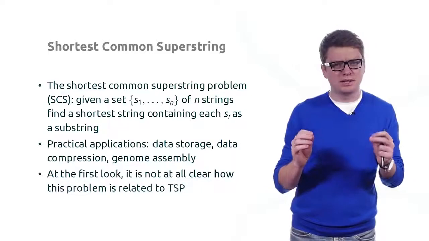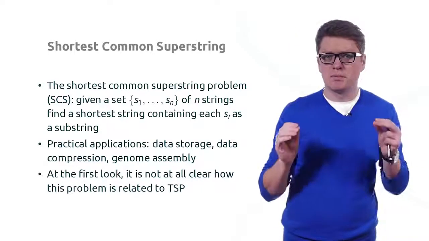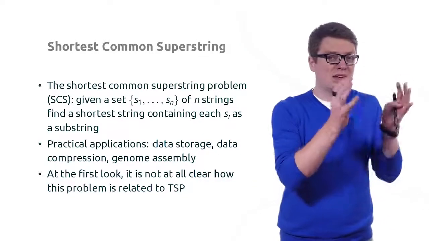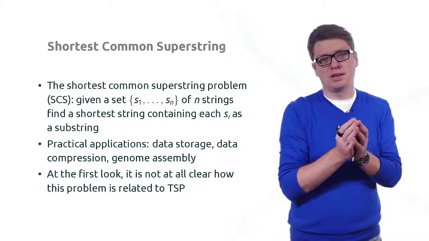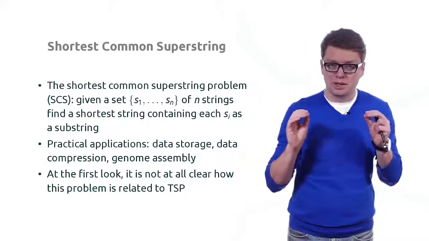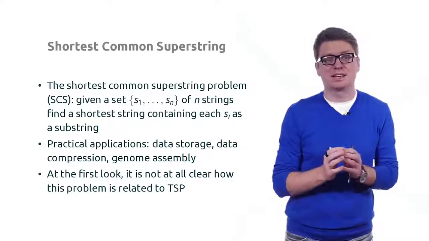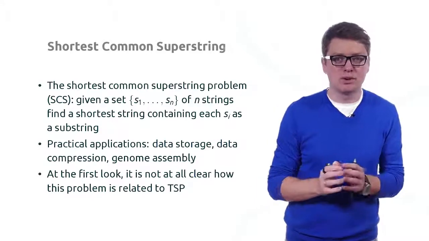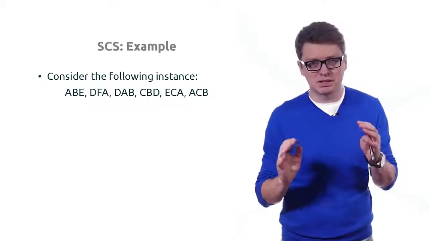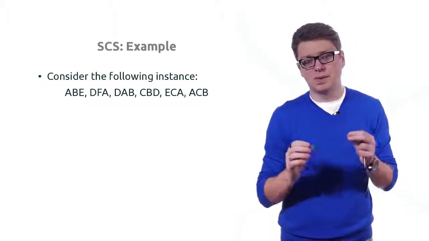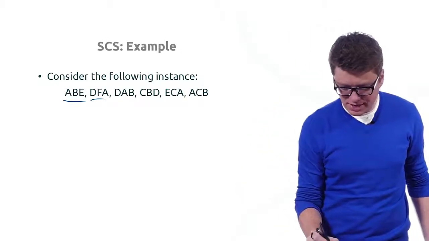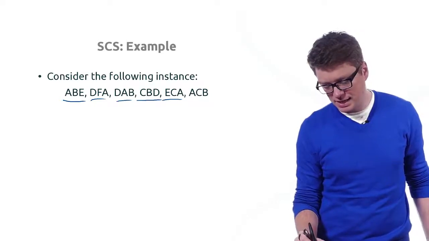Okay, and at this point it is not at all clear how this particular problem is related to the Traveling Salesman problem, because in this case we have n strings. In the case of the Traveling Salesman problem we have a complete graph with weights. But still, as you guessed already, it is connected to the Traveling Salesman problem, and we will figure out how it is related in a few seconds. So as a motivating example, consider the following input to the shortest common superstring problem: the strings ABE, DFA, DAB, CBD, ECA and ACB.